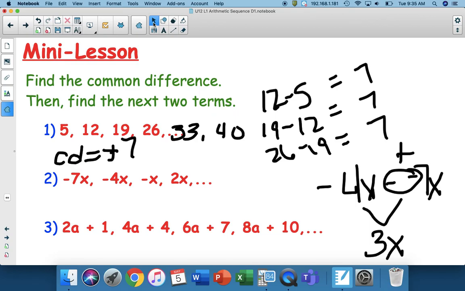And again, if you add 3x, negative 4x plus 3x is negative 1x. Negative 1x plus 3x is positive 2x. All right. And then if we continue that, 2x plus 3x is going to give us 5x. And 5x plus 3x is going to give us 8x. All right. So those are our next two terms in that one.